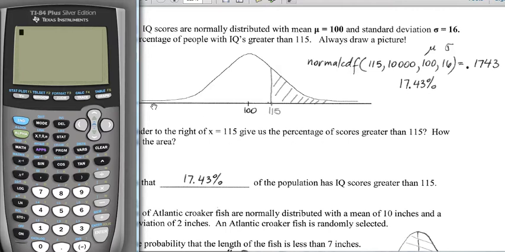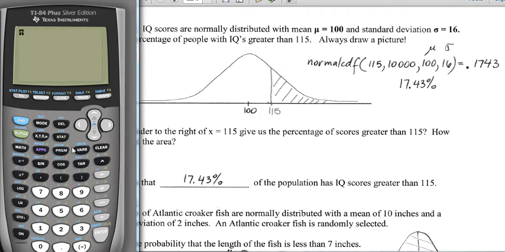Again, my advice would be draw a rough sketch. We have a normal distribution, so it should be a nice bell-shaped curve. This time the mean is going to be 100, which would be right here. We're looking for IQ scores that are greater than 115. 115 would be to the right of 100 on the number line. And they say greater than that number, so that'd be everything going to the right. So we shade everything to the right.